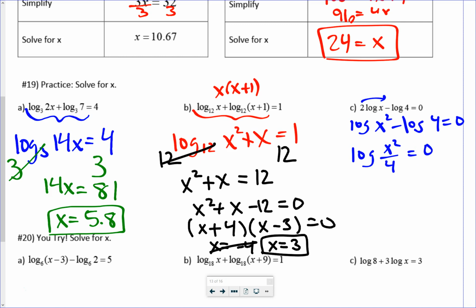I did the quotient property. Oh, I thought you did the power property first. I did. The 2 went up to the x. That was the first part.